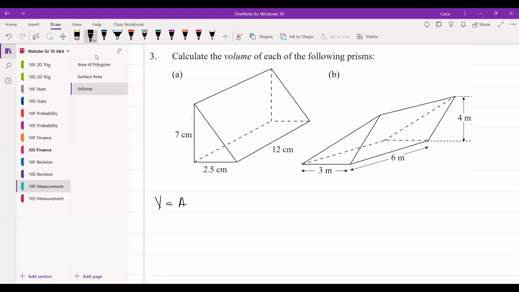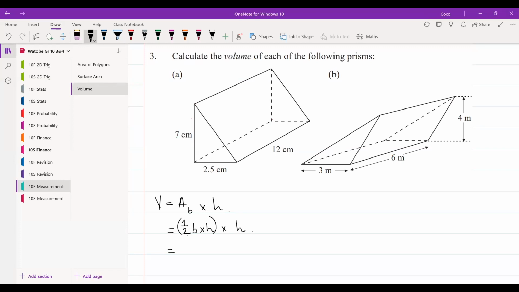Okay, good. So remember, the volume of my shape is going to be the area of my base multiplied by my perpendicular height. How are we going to figure out the area of the base? For the area of the base, we're just going to use our area of a triangle, which is half base times height. Good. Half base times height, multiplied by the perpendicular height of it.